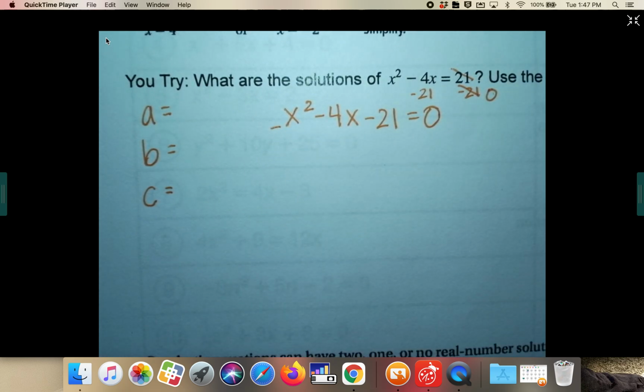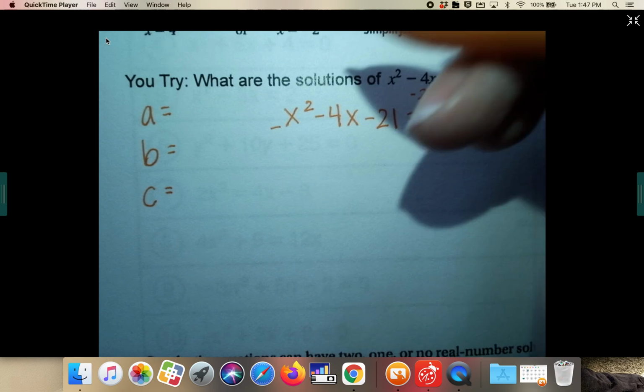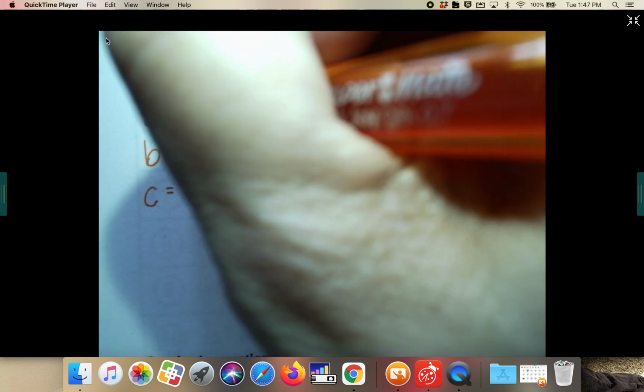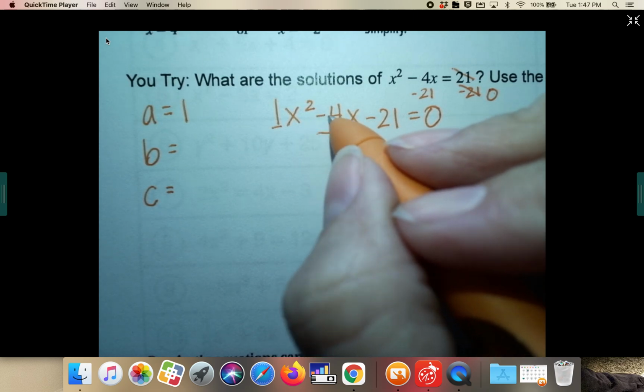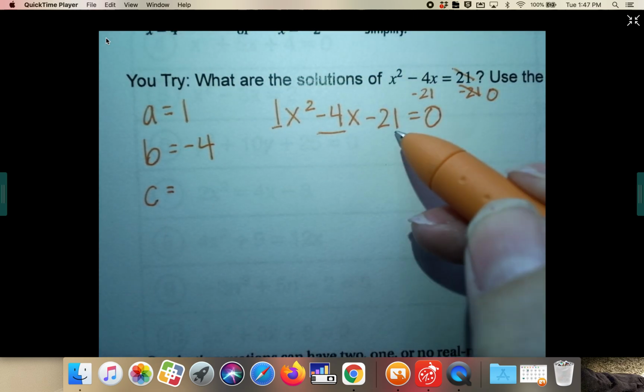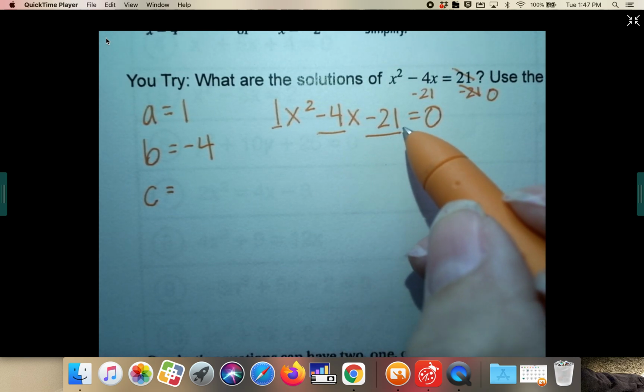So your a term is what's in front of the x squared. It's a hidden, invisible 1. So the a term is 1. The b term is what's in front of just the x, so that is -4. And the c term is the constant. It comes by itself with no x's attached. It's -21.